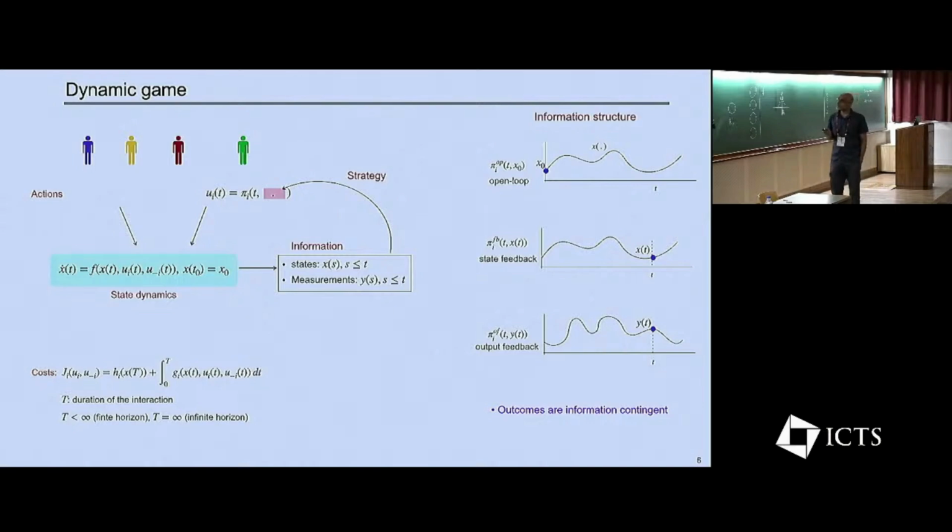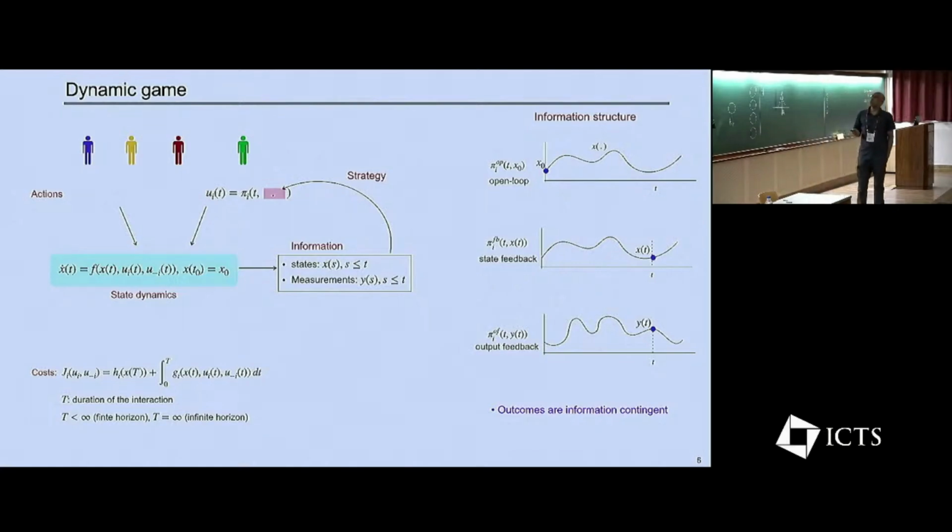But if agents have only partial information of the state, that is only measurements or partial observations of the state, we call that information structure an output feedback information structure. So in a dynamic game, the outcome of the game is information contingent. This is not seen in a static game. This is where dynamic games are different.